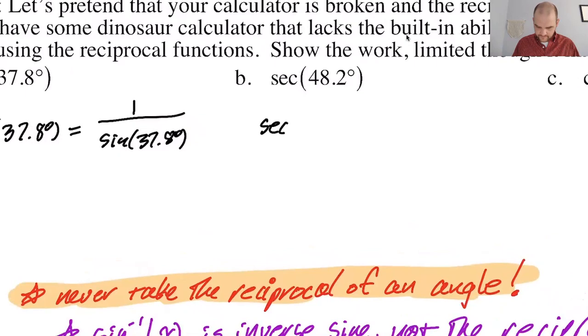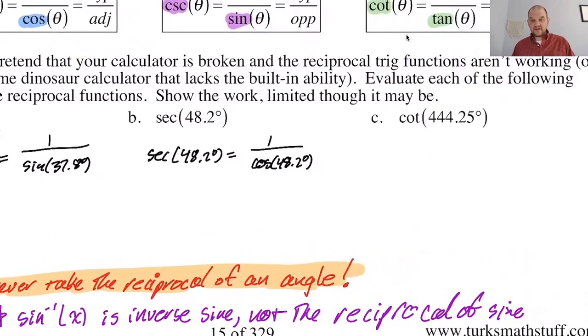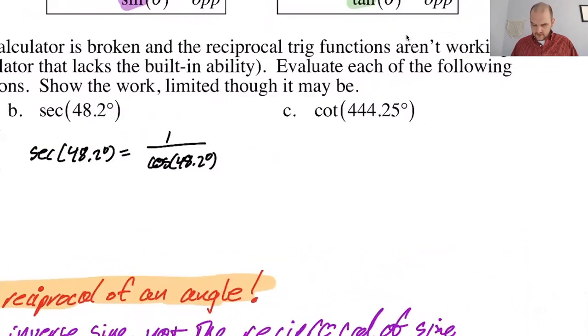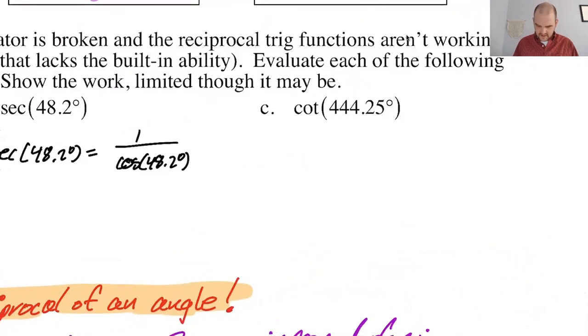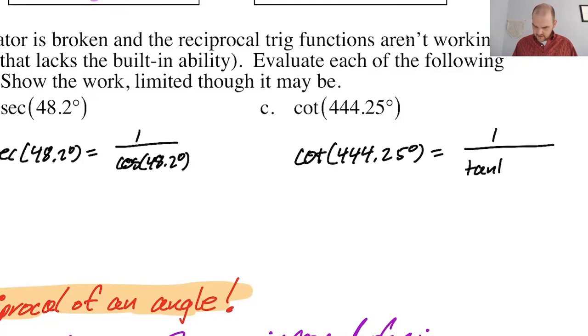So secant of 48.2 degrees is going to be 1 over the cosine of 48.2 degrees. And that's that, right? So we can use a calculator, but that's as good as we're going to get. Cotan, so this one's weird because I don't know why I decided to do 444.25. It doesn't make a difference. The cotangent of 444.25 degrees is 1 over the tangent of 444.25 degrees. So we never flip over an angle. You just don't do it.